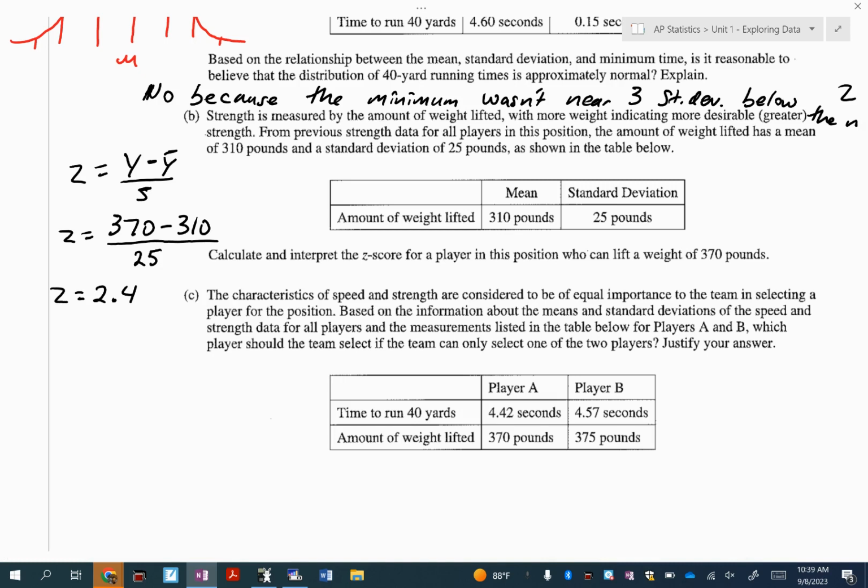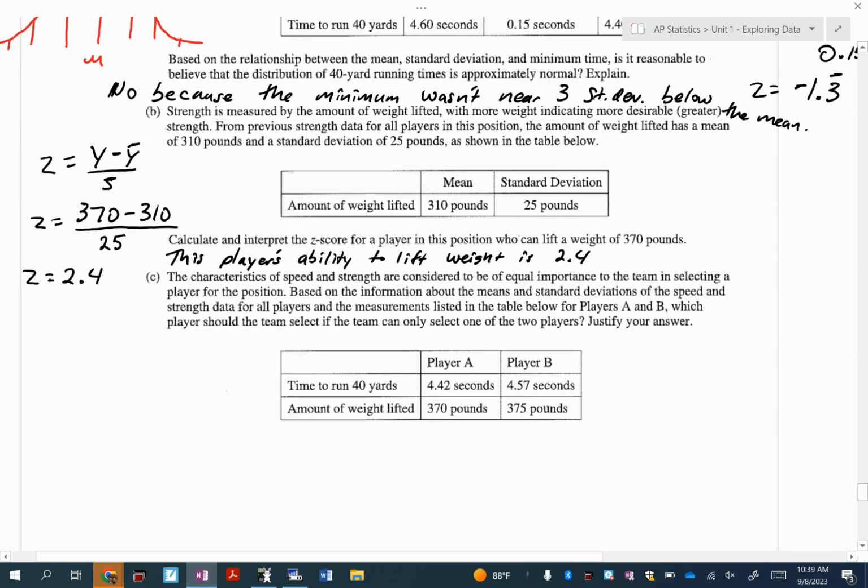So here's how I interpret it. This player's ability to lift weight is 2.4 standard deviations above the mean. All right, so anytime you're asked to interpret a z-score, it's essentially asking you to say how many standard deviations above or below the mean this value is.